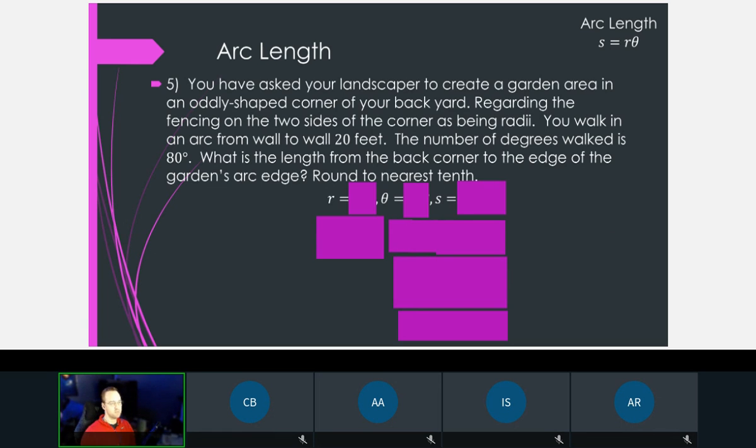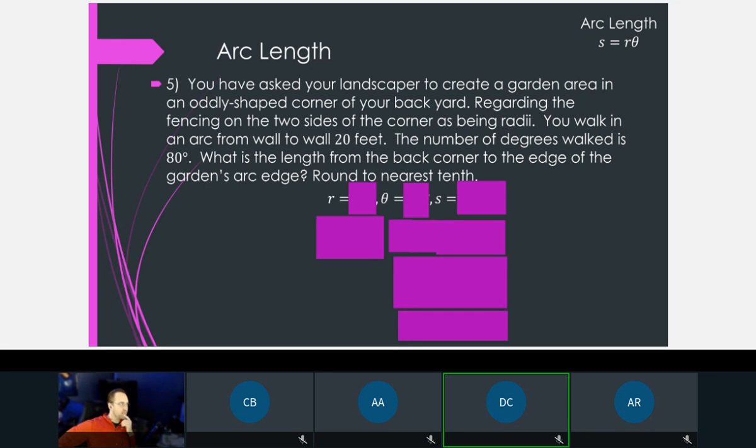All right. Word problem. Volunteer. Who wants to read this for us? Because I obviously can't read. Dianica, go for it. Julie, you got the next one. Okay, you have asked your landscaper to create a garden area in an oddly shaped corner of your backyard. Regarding the fencing on the 2 sides of the corner as being radii, you walk in an arc from wall to wall 20 feet. The number of degrees walked is 80 degrees. What is the length from the back corner to the edge of the garden's arc edge? Round to the nearest tenth.